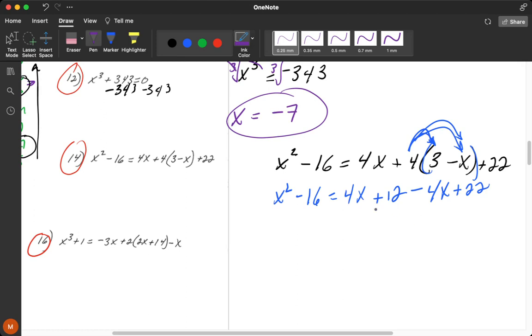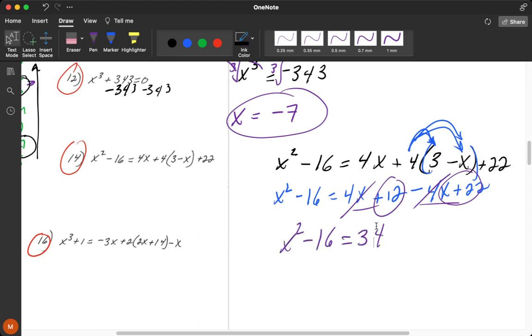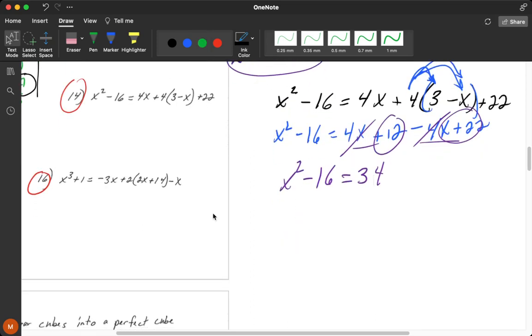Then I'm going to combine my like terms. Well, I have 4x and minus 4x, so that's going to be 0, so they cancel out. And 12 plus 22 is 34. So x squared minus 16 is equal to 34. So in these questions, that linear term x is always going to cancel out, but just showing you that regardless of what type of question it is, we're still doing the same thought process, the same first steps all the time.